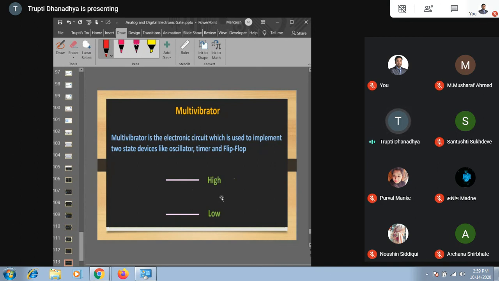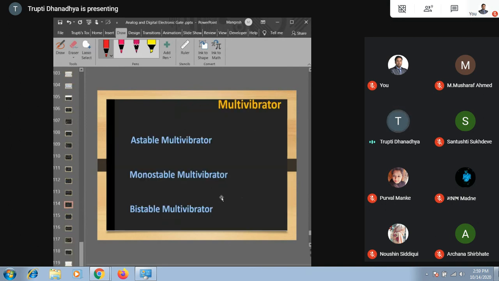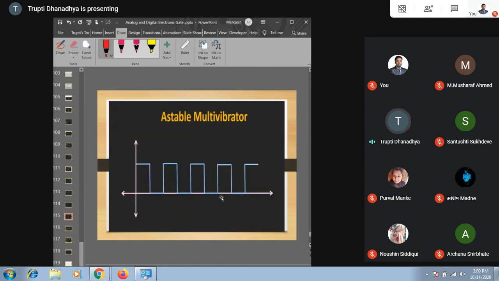So a multivibrator can be designed by using IC 555. There are three types of multivibrators: astable, monostable, and bistable. The name itself represents how it works. In the astable multivibrator, we get no stable state, only zeros and ones in the form of a continuous output. Only when we apply the trigger do we get the negative cycle for the astable multivibrator.